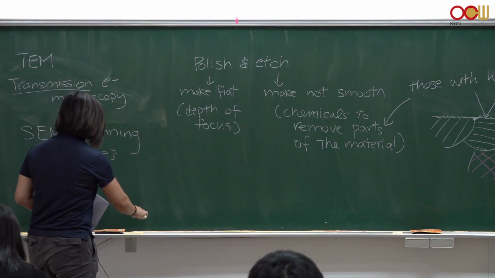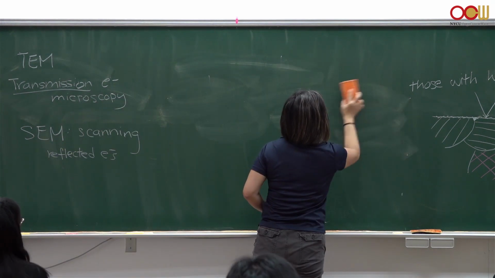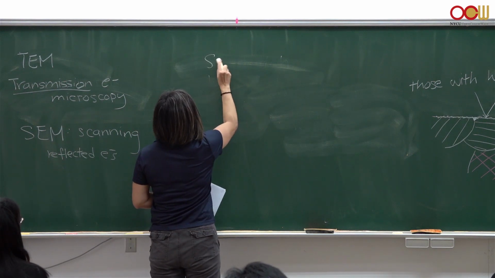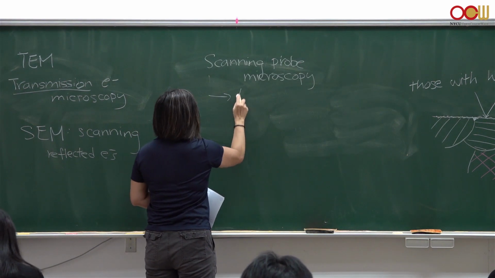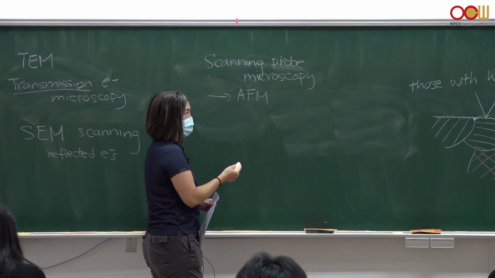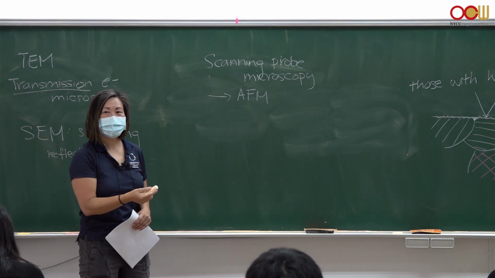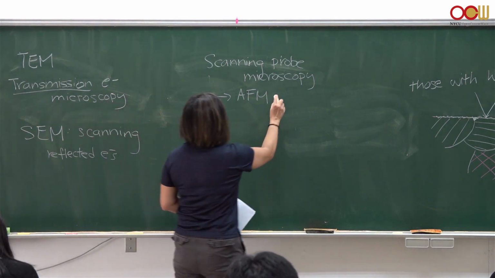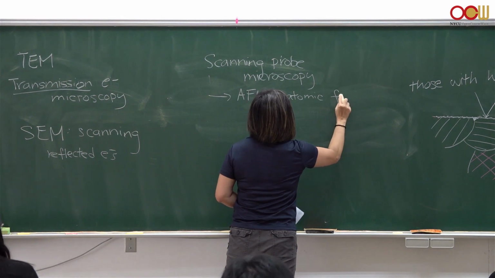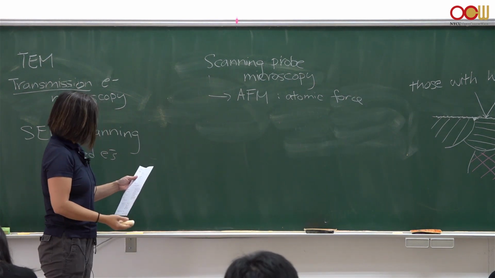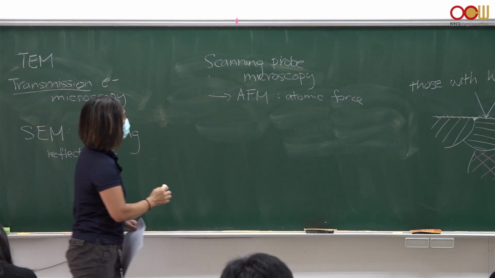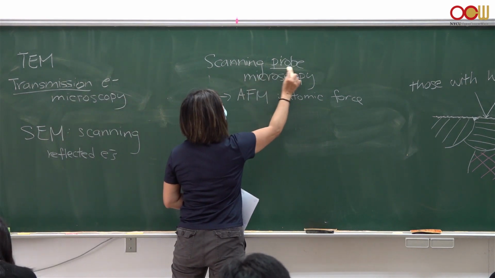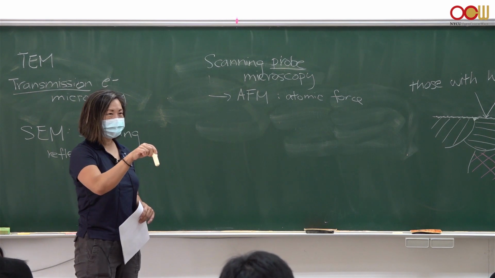And then the last kind of microscopy is called scanning probe microscopy. The AFM is probably the most widely known of this kind of microscopy. Has anyone heard of the AFM? It's called atomic force microscopy. And the way it works, instead of using light, is actually using a probe. So something, a little stick.